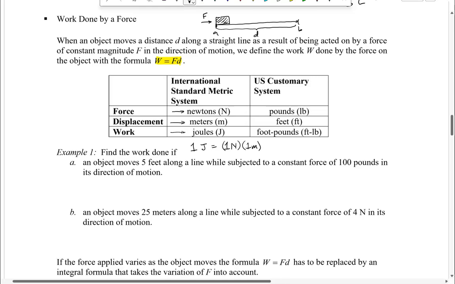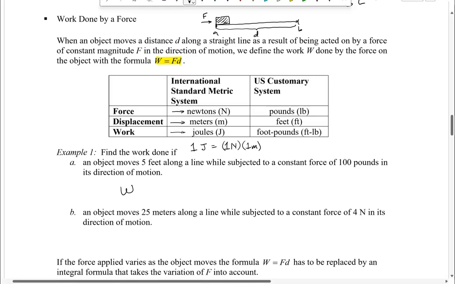And for the US customary system, we'll be using pounds for force, feet for distance, and the units for work will be foot-pounds. So all that said, let's look at example 1. Find the work done if an object moves 5 feet along a line while subjected to a constant force of 100 pounds in its direction of motion.